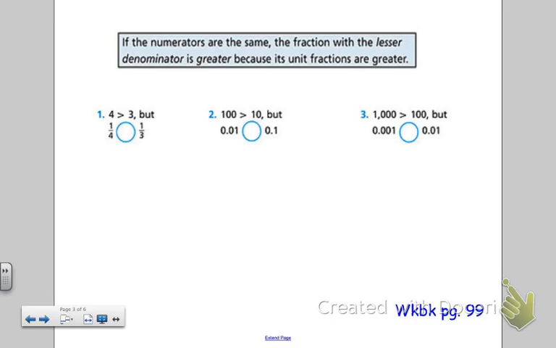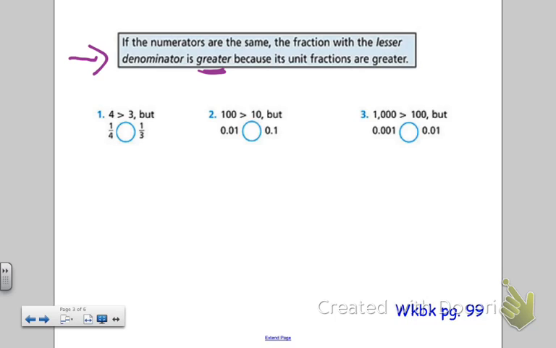Now let's get back to workbook page 99. In workbook page 99, we're going to be comparing some fractions and some decimals. Now you may want to use the diagram at the top of the page to help understand why some of these numbers are greater or less than each other. But there's also some important rules that I'm going to share with you. The first rule here is that if the numerators are the same, the top numbers are the same, the fraction with the lesser denominator is actually going to be greater because its unit fractions are greater.